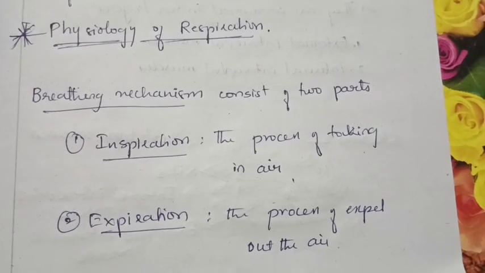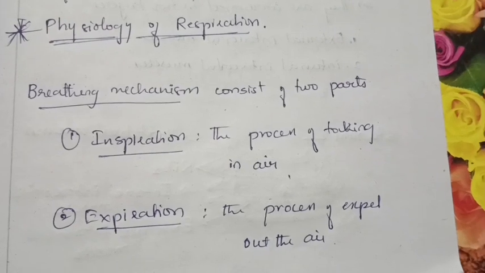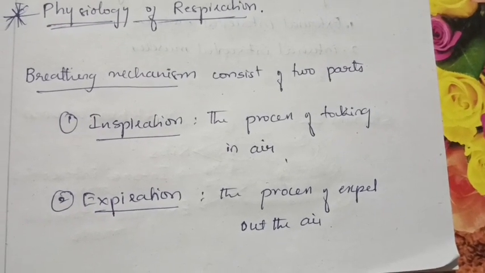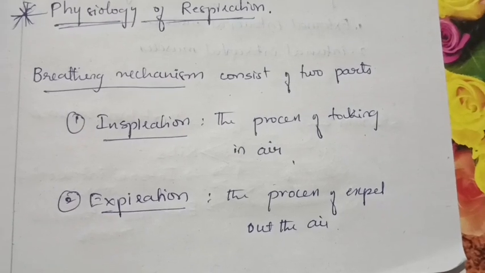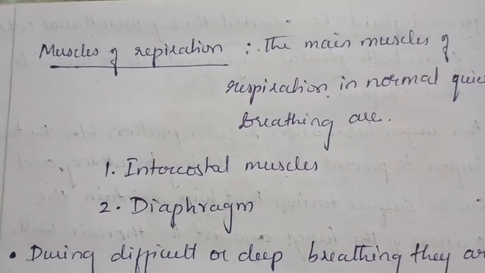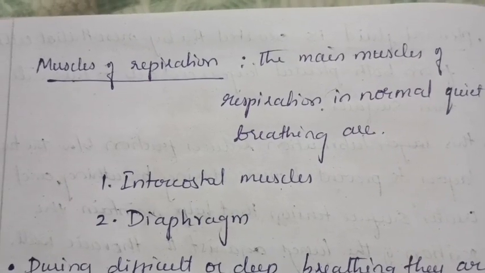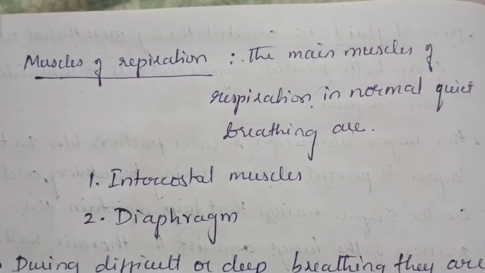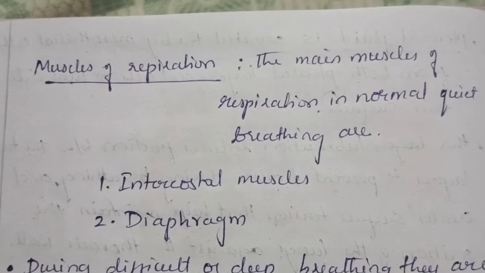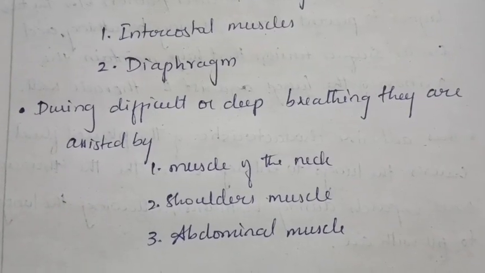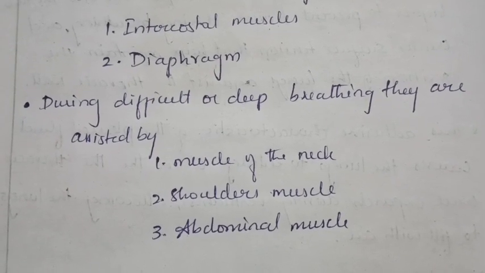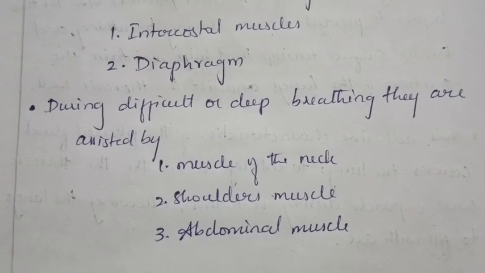Physiology of respiration. The breathing mechanism consists of two types. Inspiration, the process of taking air in. Expiration, the process of expelling air out. Muscles of respiration. The main muscles of respiration in normal quiet breathing are the intercostal muscles and the diaphragm. During difficult or deep breathing, they are assisted by muscles of the neck, shoulder, and abdomen.